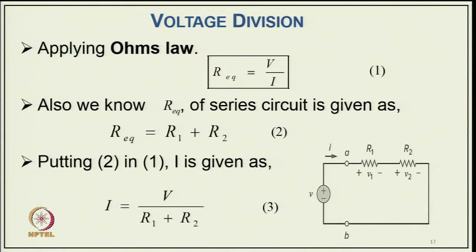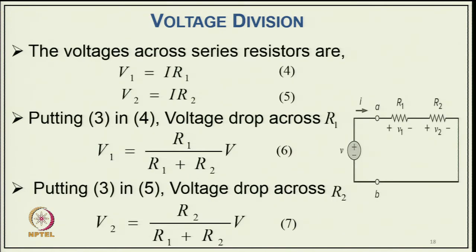So, we can apply Ohm's law. R equivalent will be V upon I, and we also know R equivalent is the series resistance of this circuit, given as R equivalent equals R1 plus R2. Putting the second relation into the first, you can find the current I equals V upon R1 plus R2, as shown in the figure. Now we can find the voltage across these series resistors.